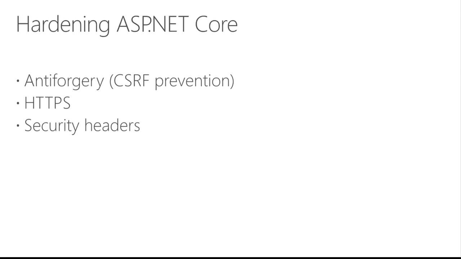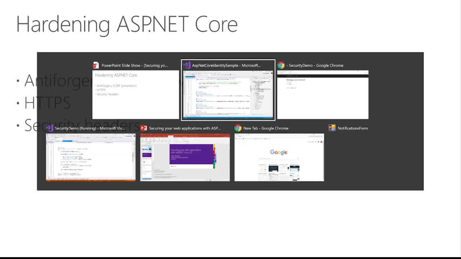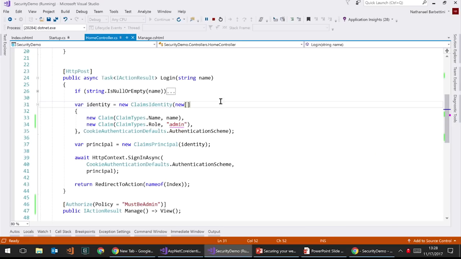So specifically, 3 things that I'm going to talk about here. I want to talk about anti-forgery or CSRF protection. I'm going to talk about HTTPS, or encrypting the connection to your application. And finally, I'm going to talk about security headers, or turning on some optional security functionality in modern browsers. So I like showing code instead of talking, so let's go ahead and switch back over to the code, and I'll show you what this looks like.